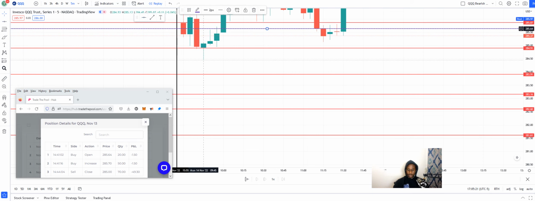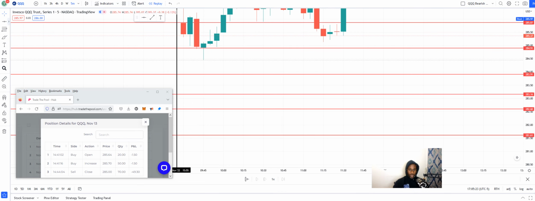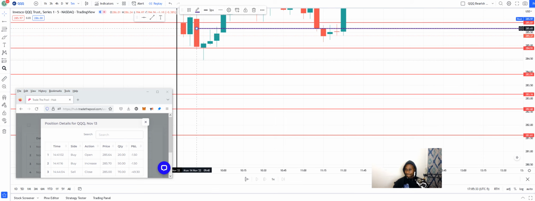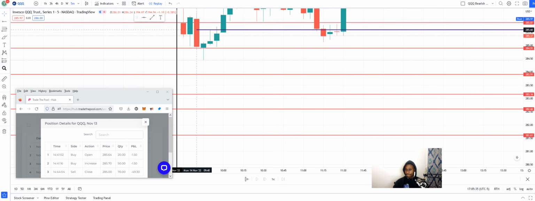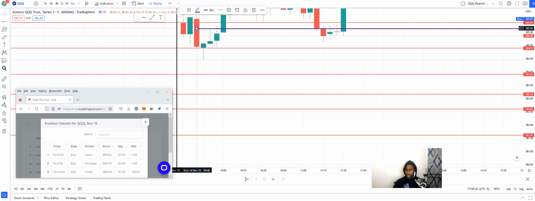Come on, give me the ray. Alt J. Okay, 28564. So entered for a buy here.